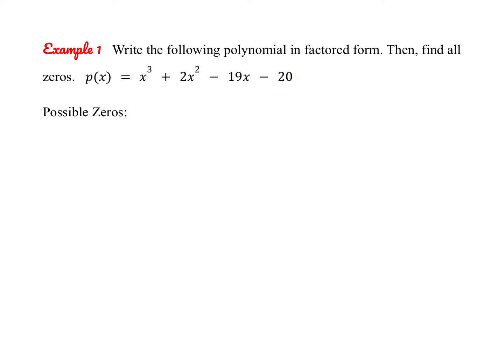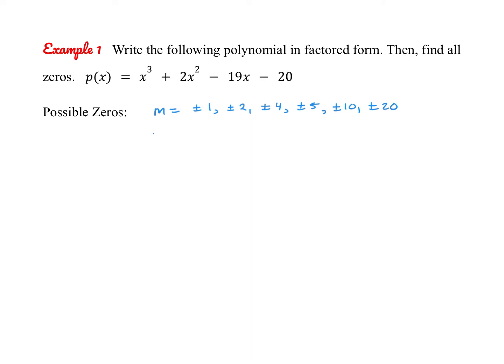So m is the possible factors of negative 20. Of course, there's a positive and a negative. So the factors of negative 20 would be plus or minus 1, plus or minus 2, plus or minus 4, plus or minus 5, plus or minus 10, and plus or minus 20. Those are all of the possible factors of negative 20. Remember, factors are just numbers you can divide evenly into another number.